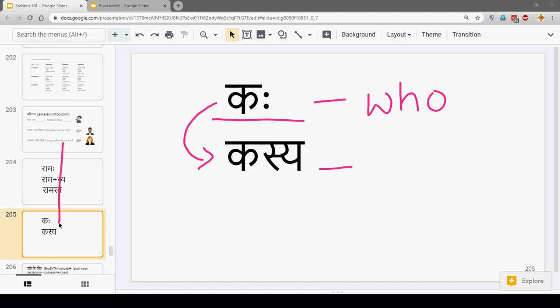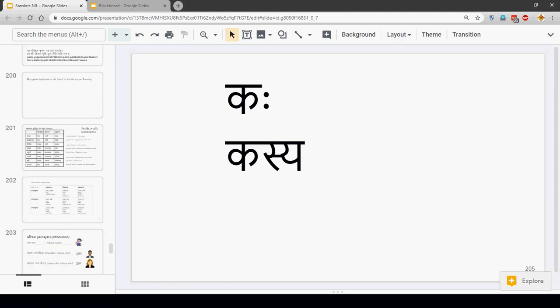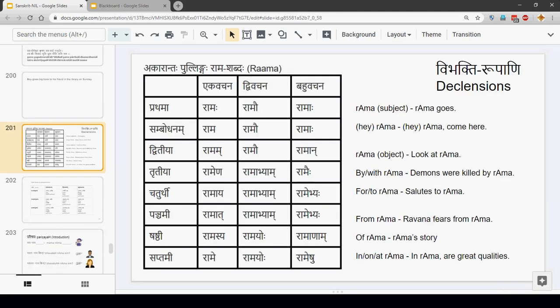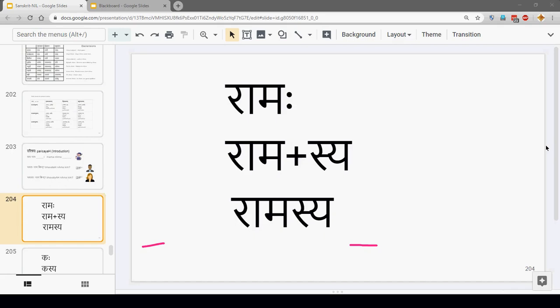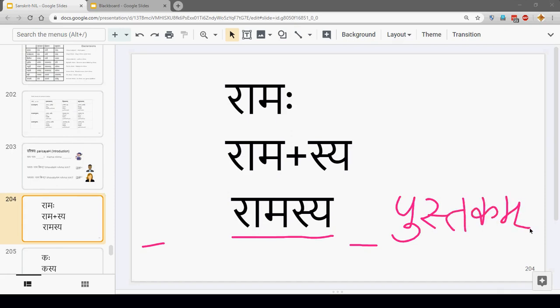If you look at the declension table and the general meaning of that case, Shashti means of Rama. Of Rama means something belongs to Rama. Suppose a book belongs to Rama. Rama's book, that's what we want to say. Then we are going to use this Shashti Ekavachanam form if it is singular. So what happens here is Ramasya pustakam.